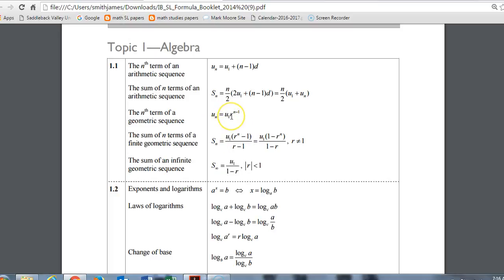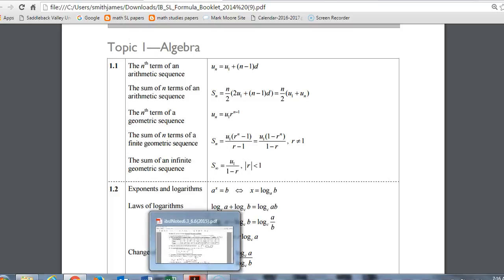So do keep in mind that when you're using this formula, make sure you stick with order of operations. You got to deal with the exponent before you multiply times the first term. So just the little things like that can cost you at times, so be careful on order of operations.